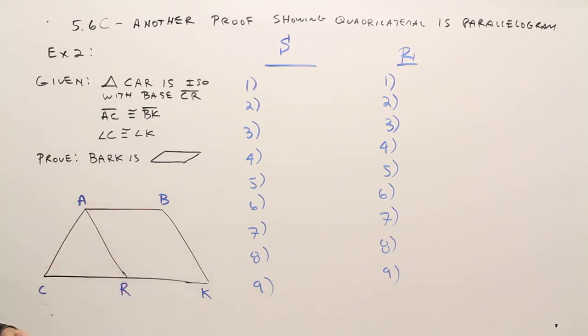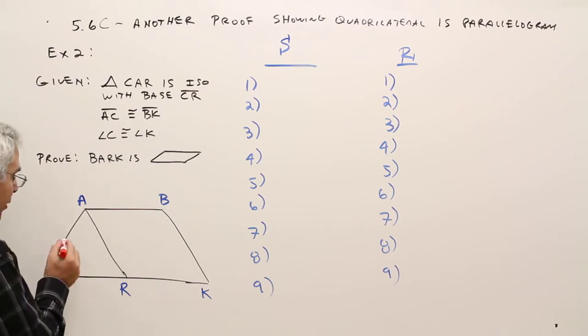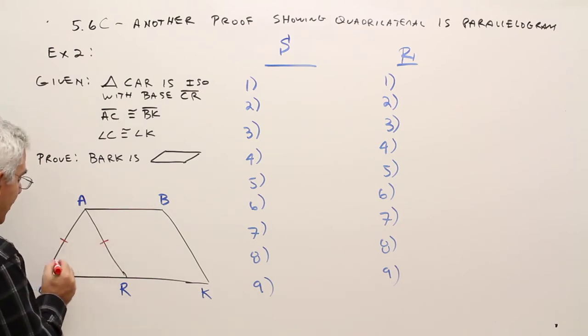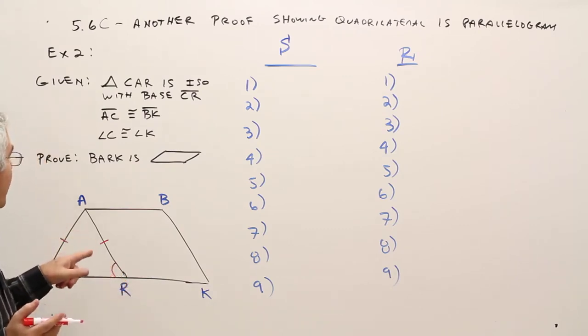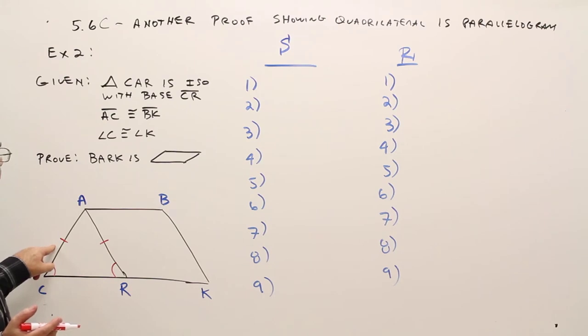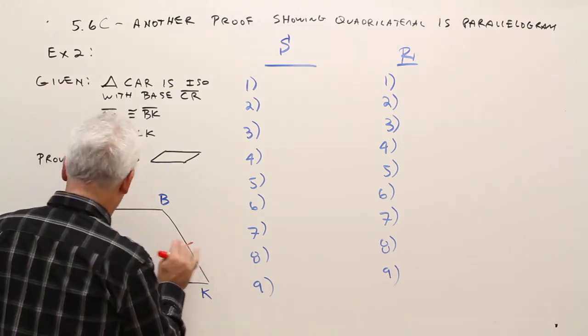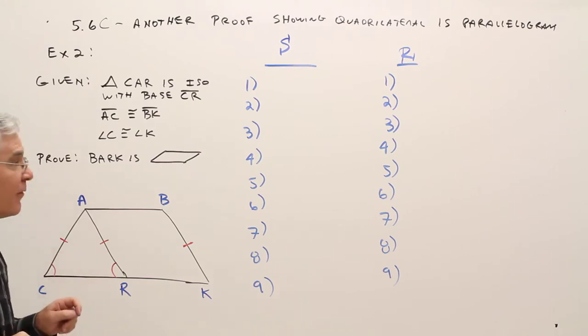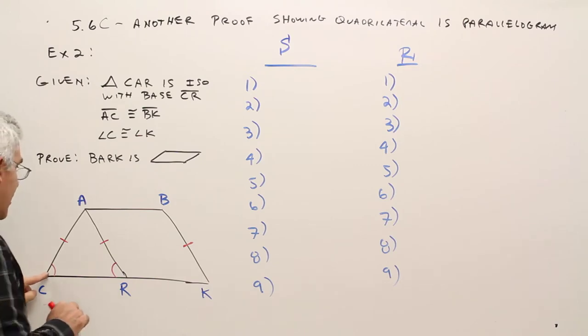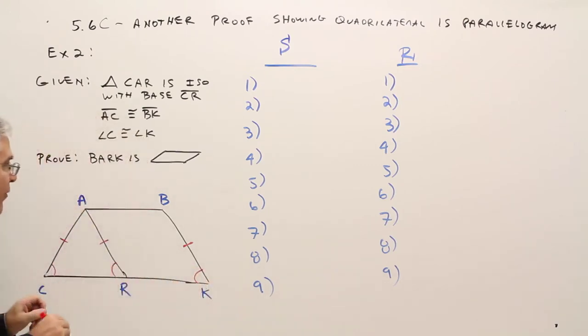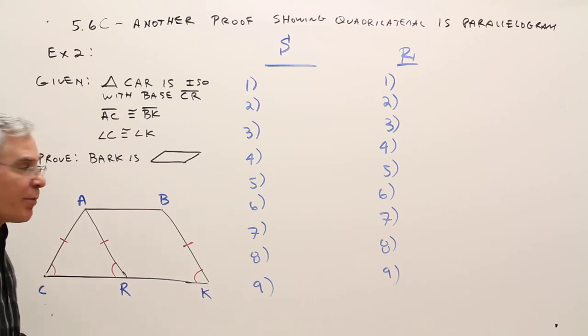So here's example 2. Given the triangle CAR is isosceles with base CR, so right away I know that's congruent to that, and I will be able to show that's congruent to that, just based on isosceles. Also, AC is congruent to BK. Oh, okay, looks like I'll have some transitive action going on. Angle C is congruent to angle K. Looks like I'll have some transitive going on. Show that BARK is a parallelogram. It's kind of fun when the letters spell a word.